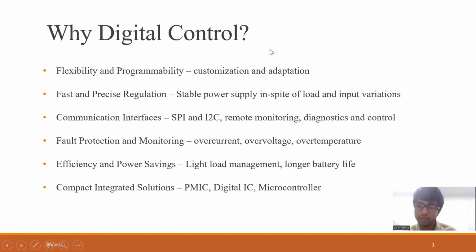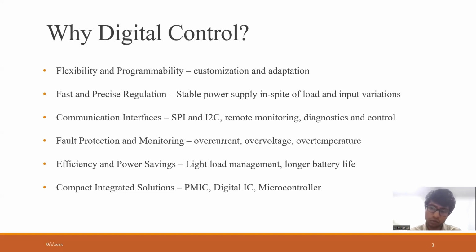Now, why do we want to go to digital control? Digital control should have certain advantages or aspects which are not possible in analog control, or which would be quite difficult to do in analog control, and so we are shifting to digital control. So one aspect is its flexibility and programmability.